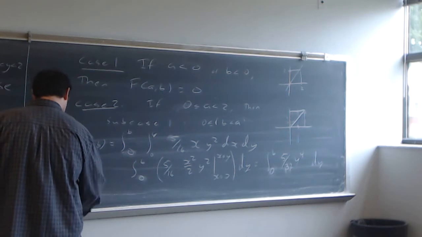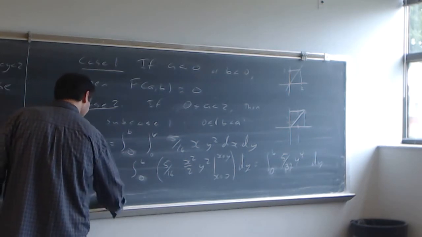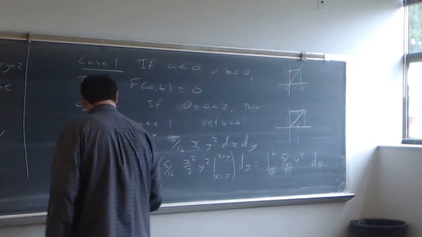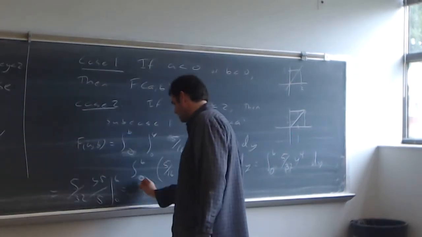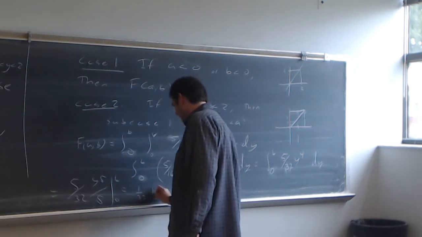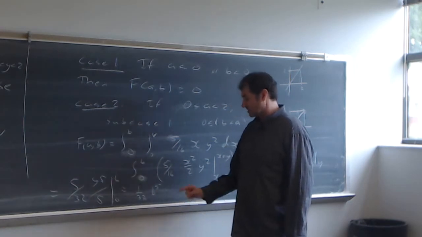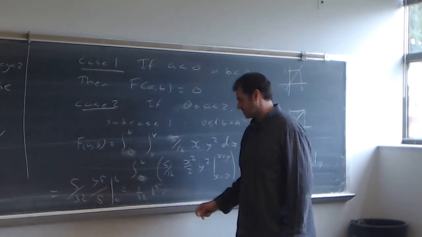Antiderivative for this guy is 5/32. Then it will be y to the fifth over 5, evaluated from 0 to b. Those are the y values. So the 5's cancel. We're left with 1/32. When I stick in b for y, I get b to the fifth, minus what I get when I stick in y to 0, but I just get 0 there. And so that's the answer in this region.